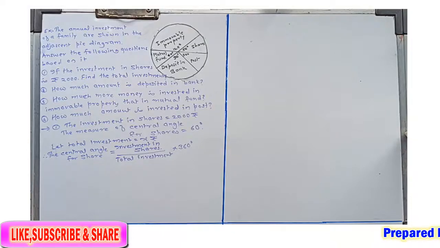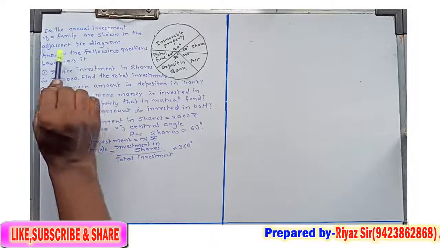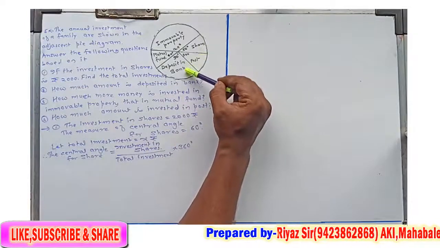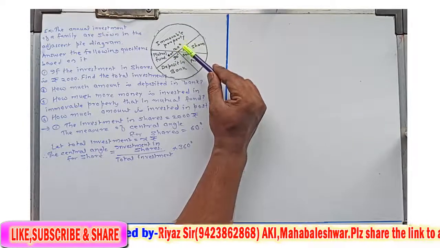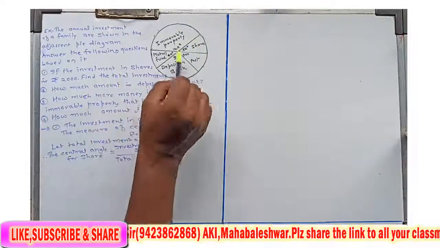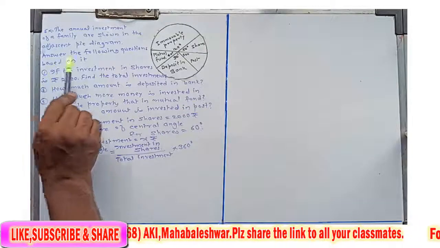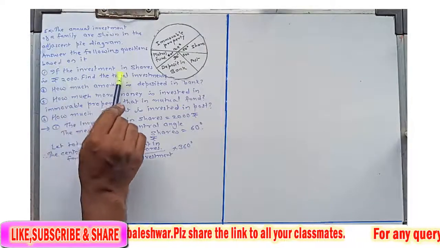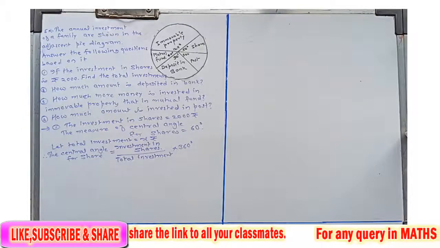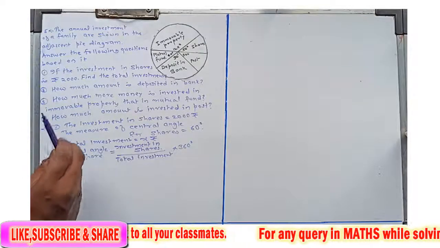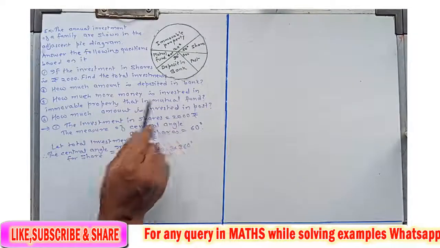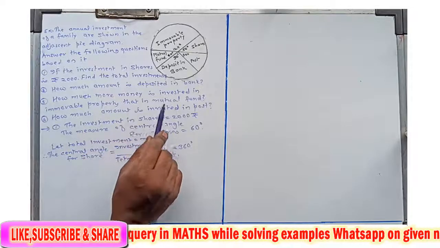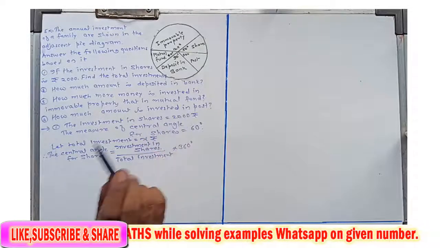Now the next example is the last example from practice set 6.6. The annual investment of a family are shown in the adjacent pie diagram. Here shares, post, deposit in bank, mutual fund and immovable property. Such investment fields are there, okay, and their central angles are given. Then we have to answer the following question based on it. If the investment in share is rupees 2000, find the total investment. First question is this. Okay, second, how much amount is deposited in the bank, how much more money is invested in immovable property than in mutual fund, and how much amount is invested in post.